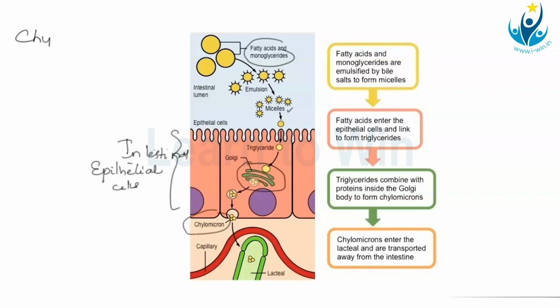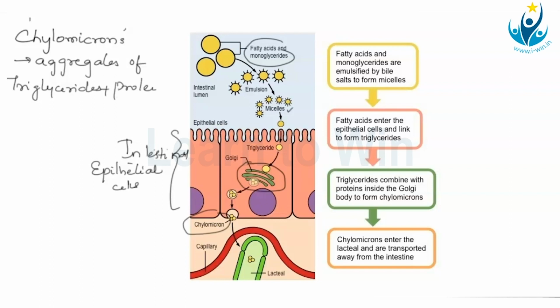I am writing the spelling here. They are called chylomicrons. What are chylomicrons? They are nothing but aggregates of triglycerides plus proteins. Right, so these are called the chylomicrons, and these chylomicrons now leave the cell, and they are leaving here.